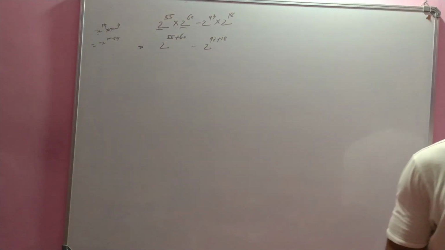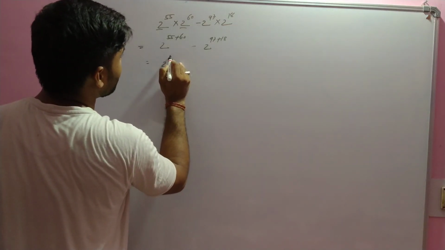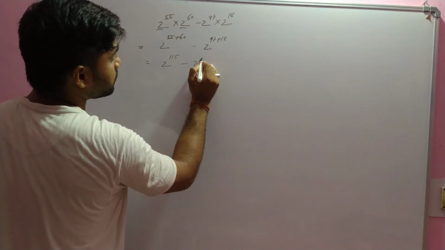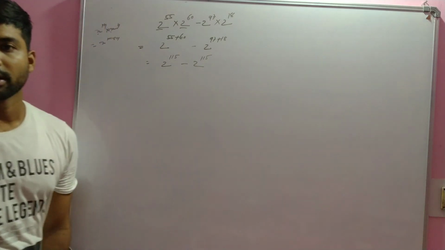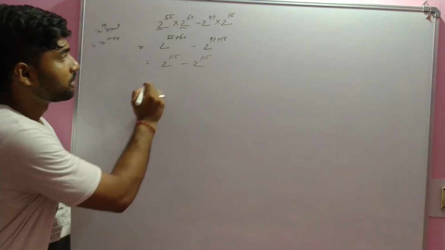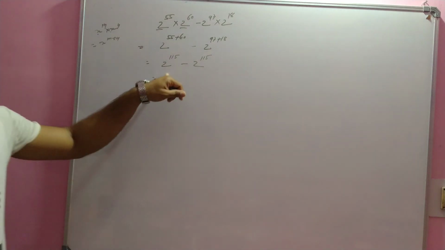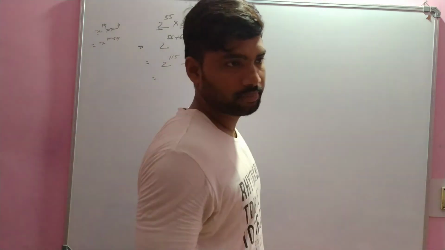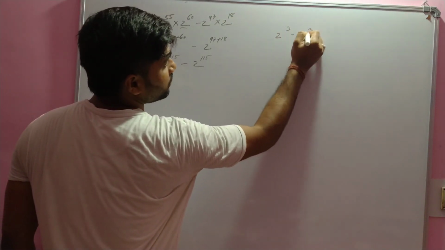Okay, it will be how much? 2 to the power 115 minus 2 to the power 115. Simply look at here: 2 to the power 115 minus 2 to the power 115. Its value is the same. Otherwise, that means 2 to the power q minus 2 to the power q.